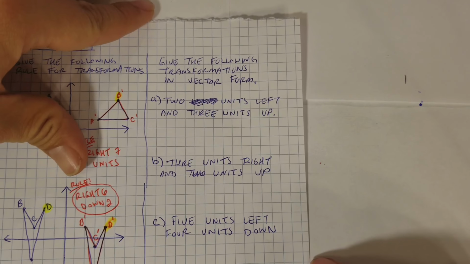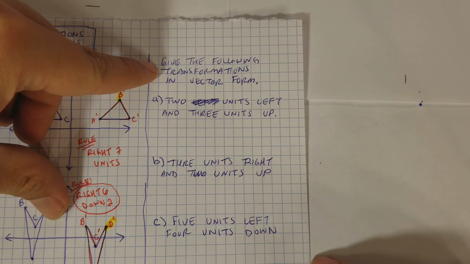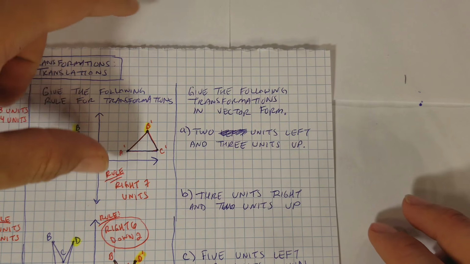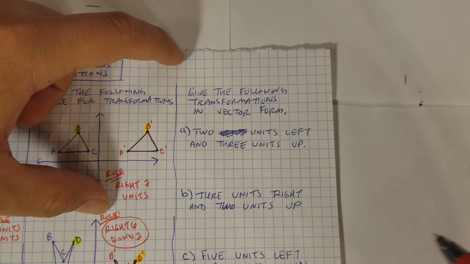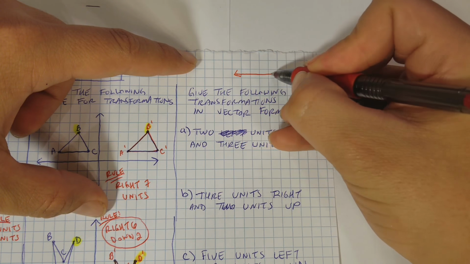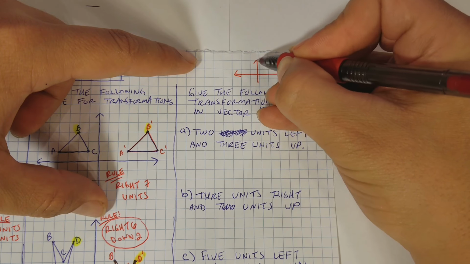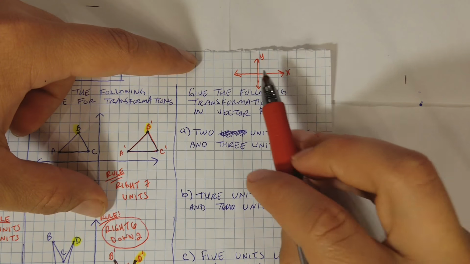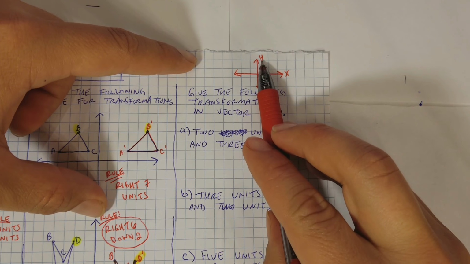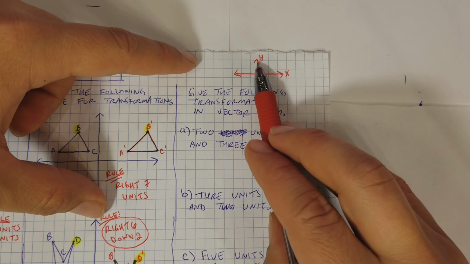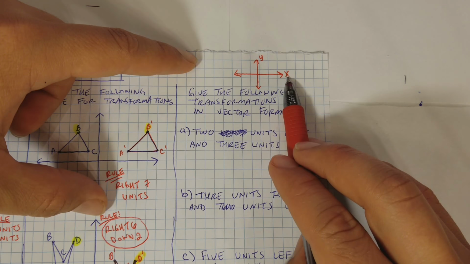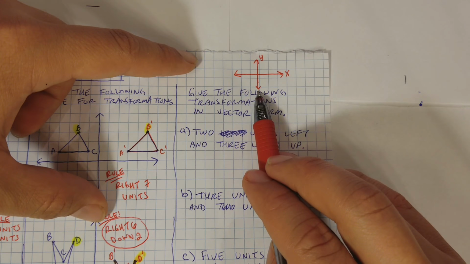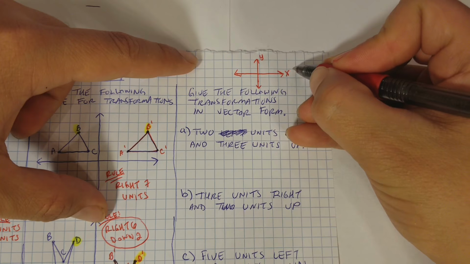the last thing they could ask you to do is to give the following transformations in vector form. So basically, if you remember the x and the y axis, it looks kind of like this, right? When you make a graph, typically this is the y-axis, this is the x-axis. This is where y is positive, this is where x is positive. So y is positive upwards, x is positive to the right. Therefore, if you go to the left, x is negative, and if you go down, y is negative.